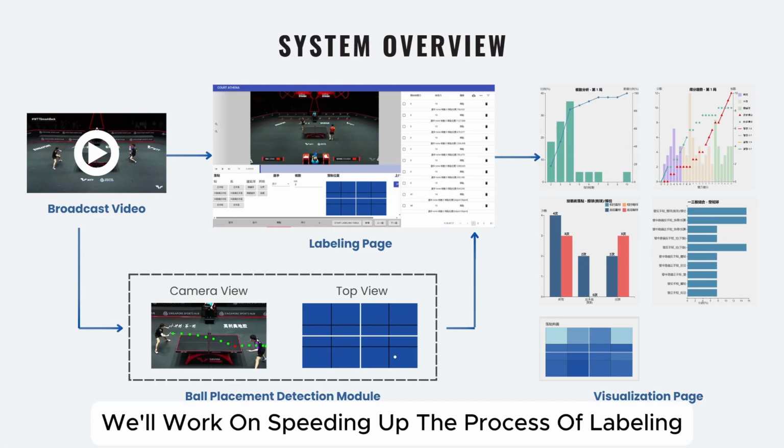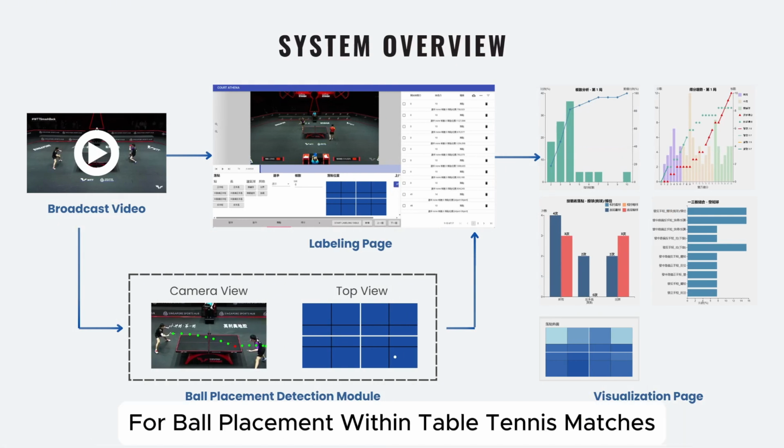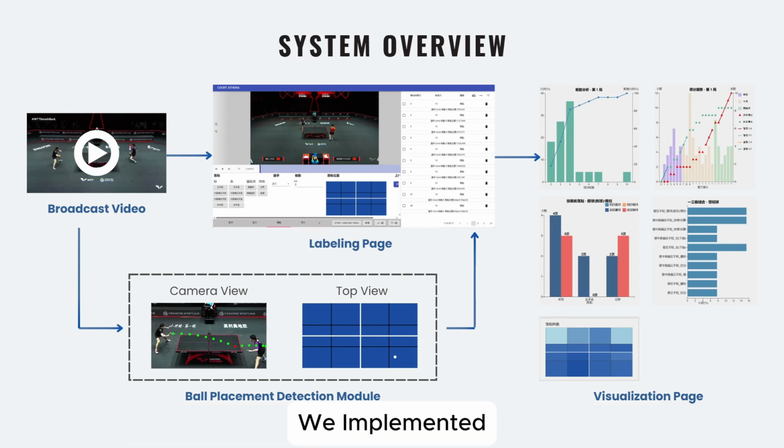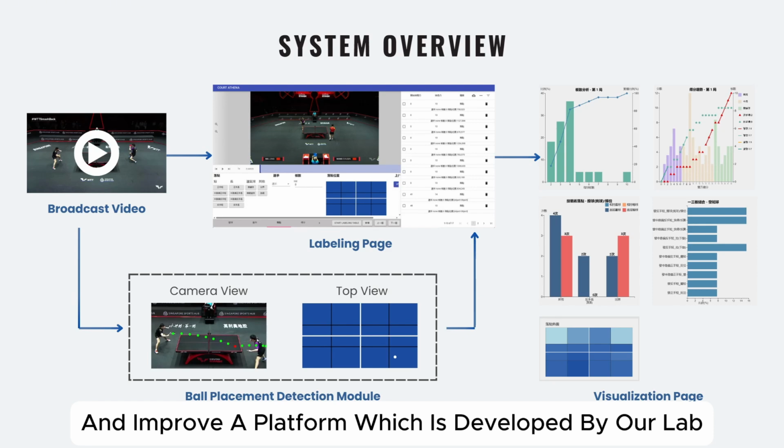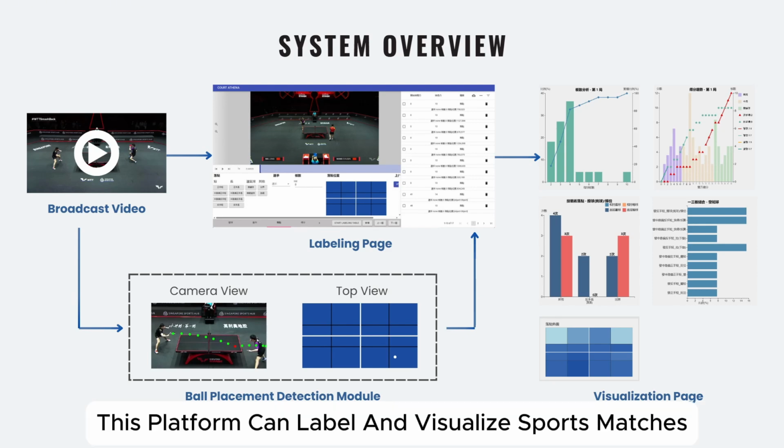We'll work on speeding up the process of labeling ball placement within table tennis matches, and therefore we implemented an automated ball placement detection system and improved a platform which is developed by our lab. This platform can label and visualize sports matches.